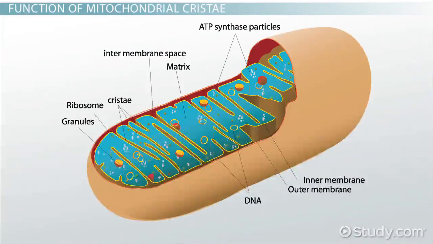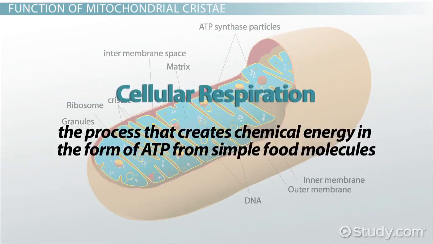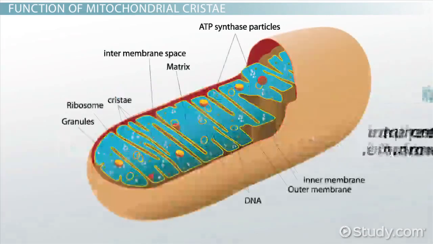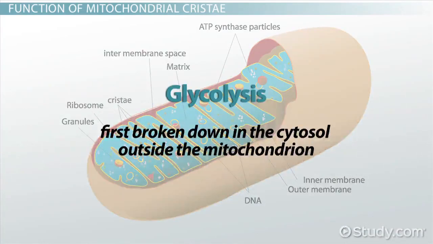Before we can explain the functioning of the crista, plural cristae, we need to revisit what a mitochondrion does. The mitochondrion is the cellular organelle where cellular respiration takes place. Cellular respiration is a process that creates chemical energy in the form of ATP from simple food molecules. These food molecules, particularly glucose, are first broken down in the cytosol outside the mitochondrion during glycolysis.